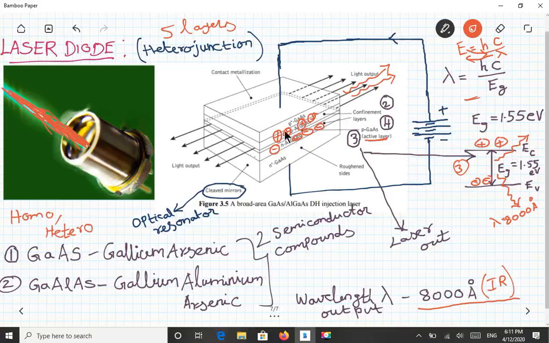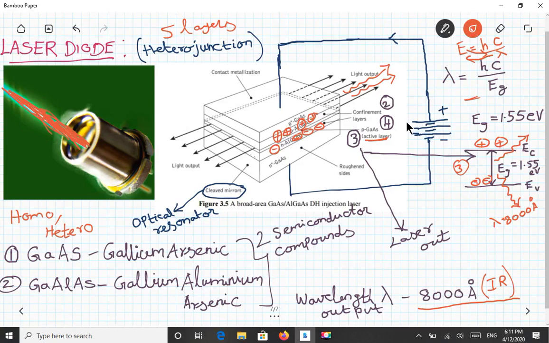When light is emitted, it is reflected back and forth by the mirrors, so that stimulated emission happens. Due to the stimulated emission, coherent emission, that is, emission at the same time, happens, so that an intense IR beam is given out. This is the way laser is generated.